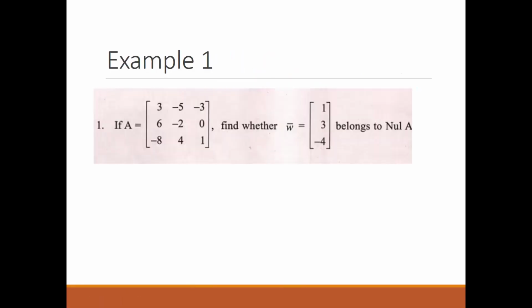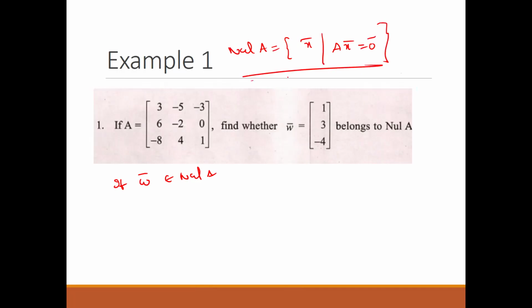See here. A is 3, 5, minus 5; minus 3, 6, minus 2; 0, minus 8, 4, 1. W is 1, 3, minus 4. What is the question? Whether W belongs to null A or not. I already told you the null A definition. What is the null A definition? The set of all x such that Ax is equal to 0 bar. If this definition is satisfied only, we can say that x belongs to null A. So if W belongs to null A, what? AW should be 0 bar.